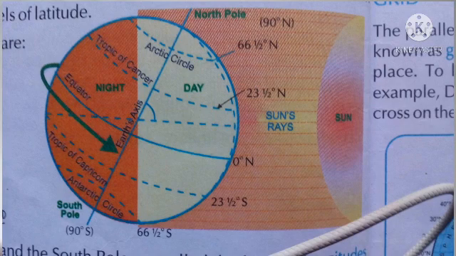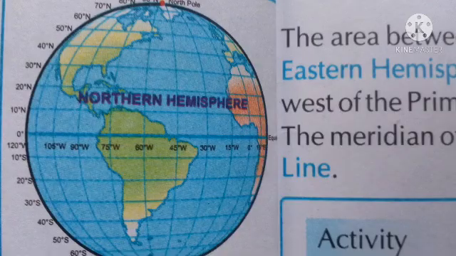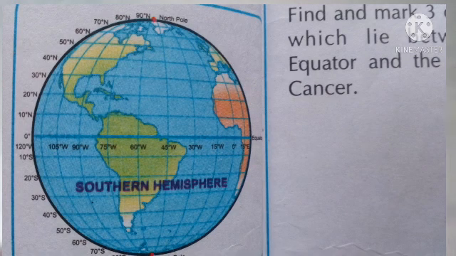So what is the distance between two parallels of latitude? Yes, the distance between two parallels of latitude is 1 degree. Like this, there are 90 parallels in the northern hemisphere and 90 parallels in the southern hemisphere. Thus, we can say there are 180 parallels of latitude. So, how many parallels of latitude? 180. 90 in the northern hemisphere and 90 in the southern hemisphere.